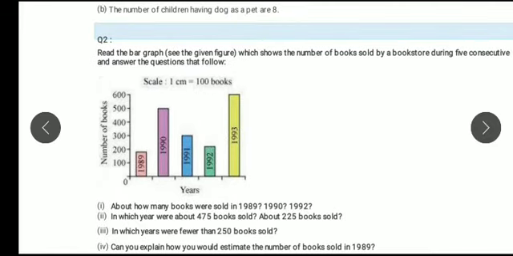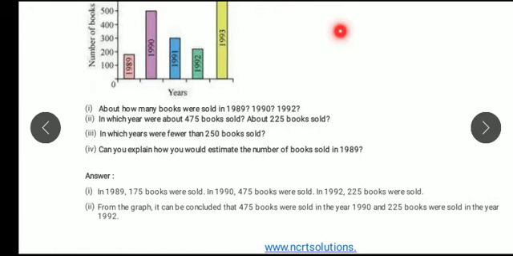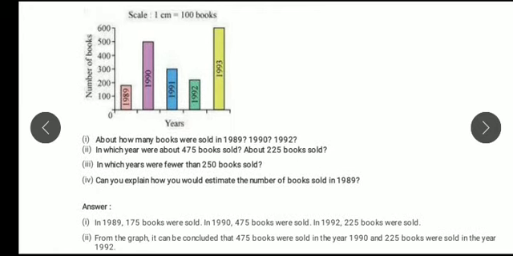Question number 2. Read the bar graph. See the given figure, which shows the number of books sold by a bookstore during 5 consecutive years, and answer the questions that follow. About how many books were sold in 1989? See, these are the years: 89, 1990, 91, 92, 93. So how many books were sold in 1989? If you see here, it is 175. You have to measure using the scale.